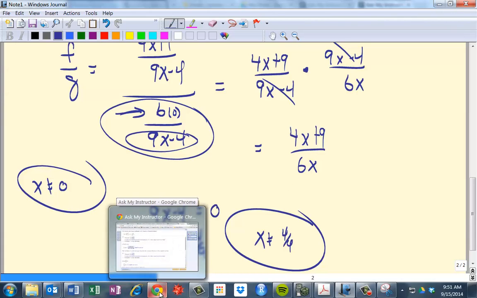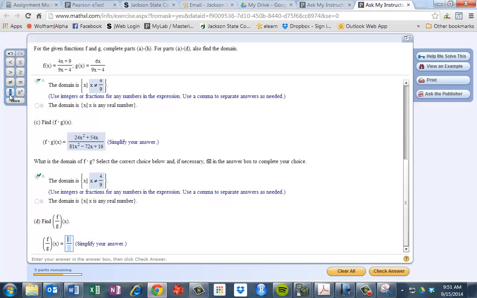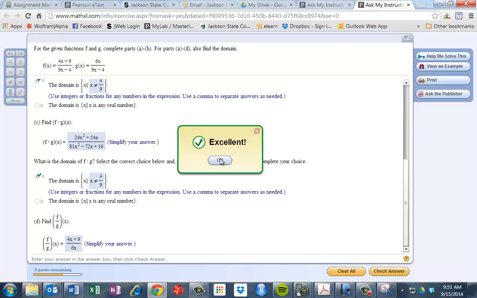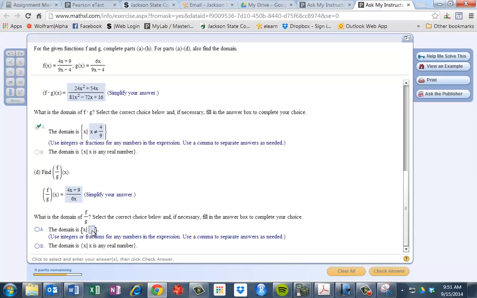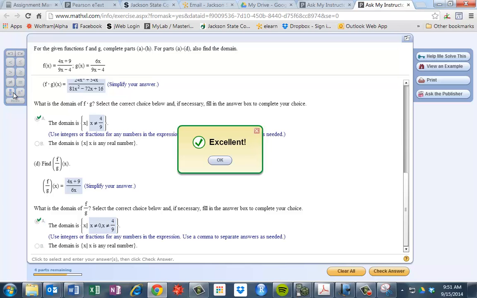So let me go ahead and put that in. 4x plus 9 over 6x. Okay, so we get that, and then now we find the domain. So x cannot be 0, and this might be where you're going wrong. You have to separate each time. You have to put in again that x cannot be the fraction 4 over 9. Okay. All right. Well, I hope this helps.